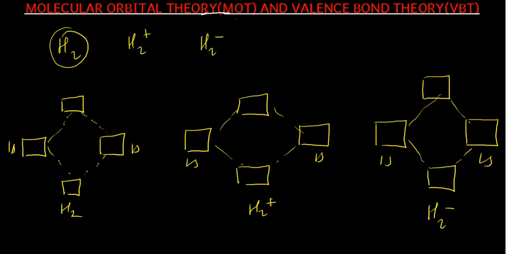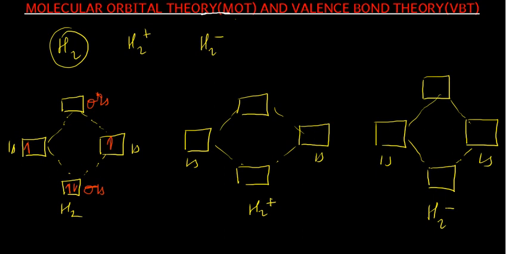Now we start with the first one. For the hydrogen molecule, we already said that there is one electron here, one electron here. The orbital which is down is a sigma 1s. The one on top is a sigma star 1s. So the electrons, we found that they only occupy the lower one.